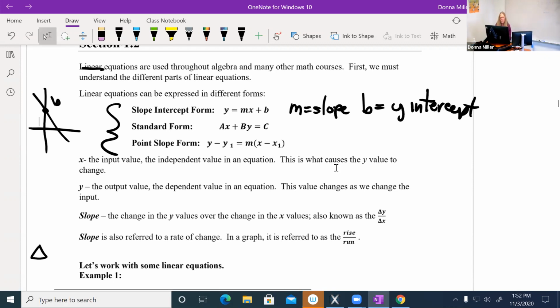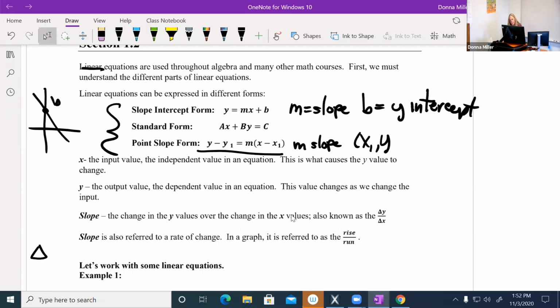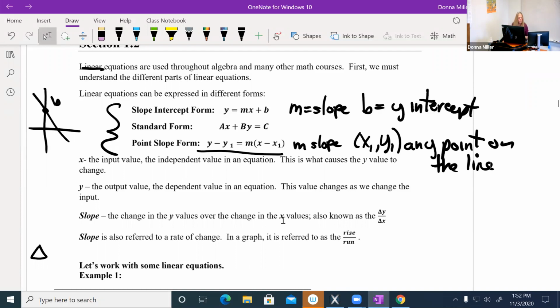The standard form is ax plus by equals c. It's not a very interesting form because it doesn't give us a lot of information, but it's there. And the point slope form, I personally really like. It's very useful in calculus to find the tangent line. This is where basically m is the slope and x1, y1 is any point on the line. So if I have a point and the slope handy, I can use point slope form. X is the independent variable. Y is the dependent variable. Y changes as we vary x.